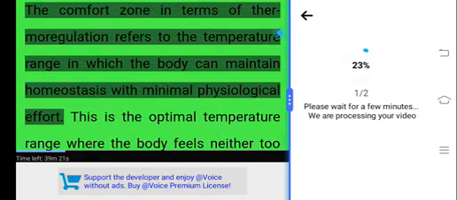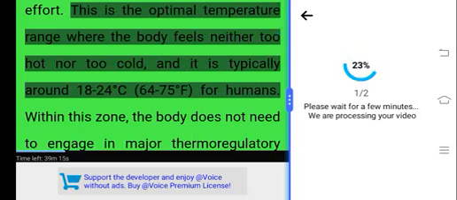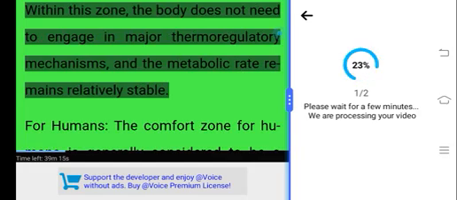1. The comfort zone. The comfort zone in terms of thermoregulation refers to the temperature range in which the body can maintain homeostasis with minimal physiological effort. This is the optimal temperature range where the body feels neither too hot nor too cold, and it is typically around 18-24 degrees Celsius, 64-75 degrees Fahrenheit for humans. Within this zone, the body does not need to engage in major thermoregulatory mechanisms, and the metabolic rate remains relatively stable.